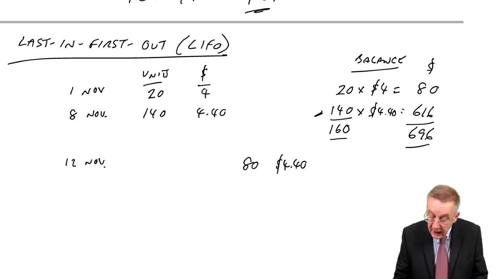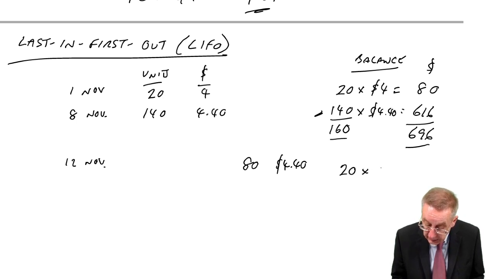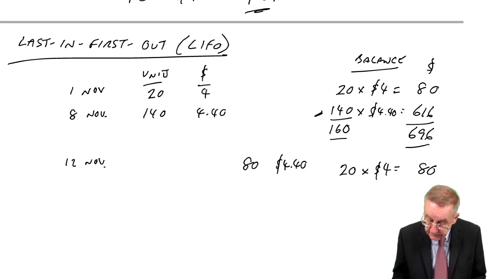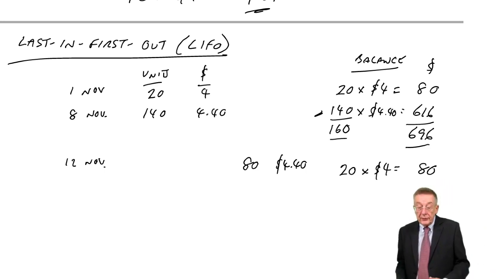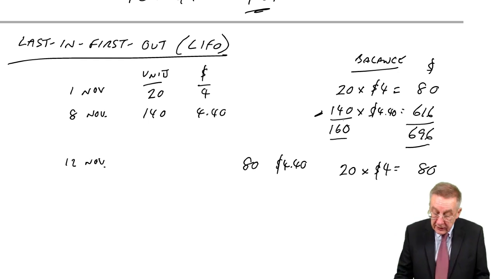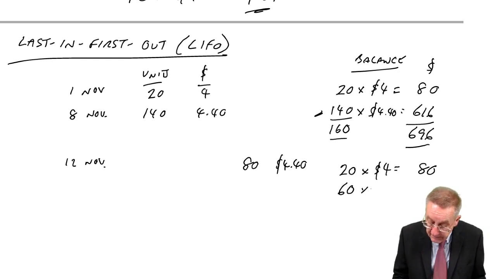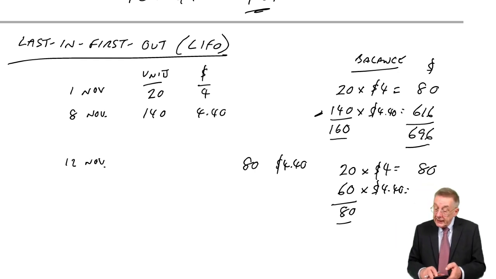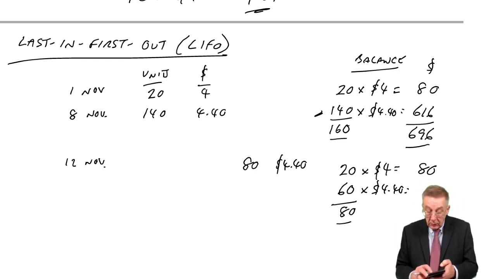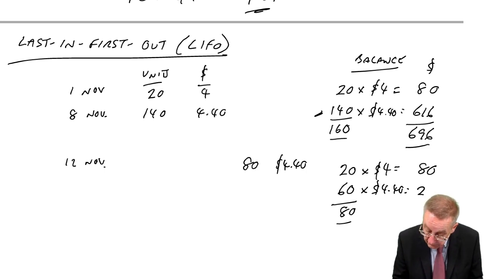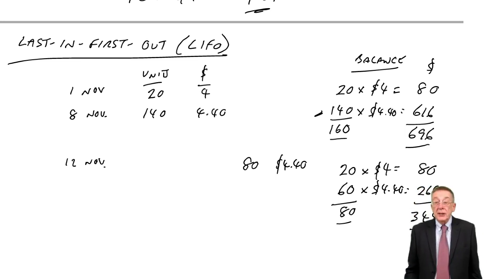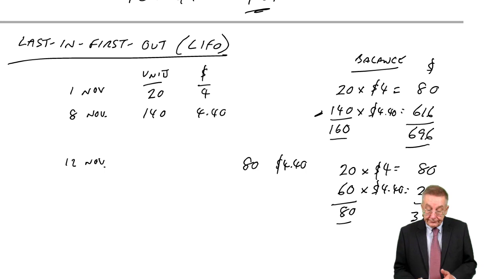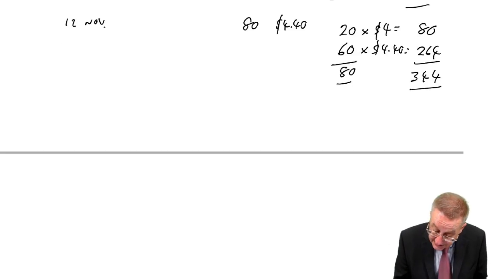And so what are we left with? We've still got the original 20, which were $4 each. And we did have 140 at $4.40, but we've just issued 80 of them. 140 minus 80, we've still 60 left at $4.40. So we've got 80 units left, but the value, 20 of them are the old ones at $4, 60 are the newer ones at $4.40. So at that stage, our 80 units are valued at $344. What happens next?